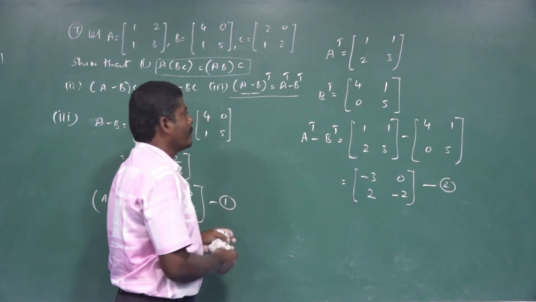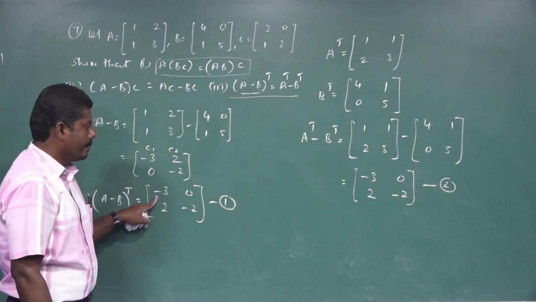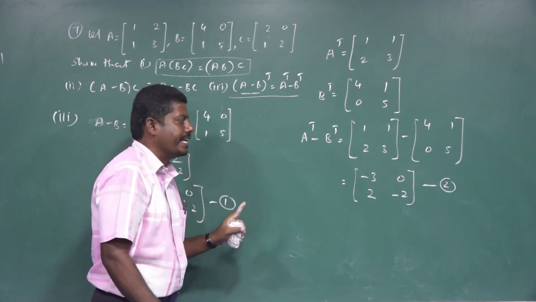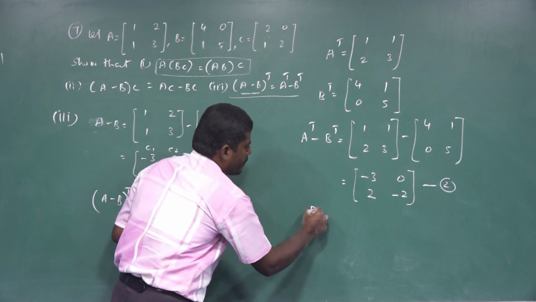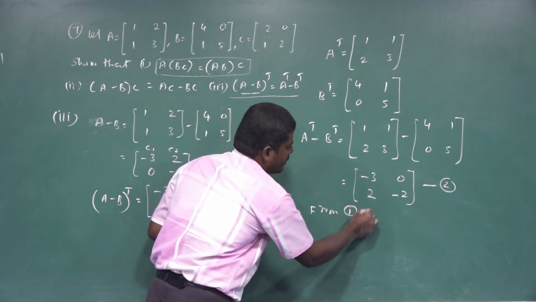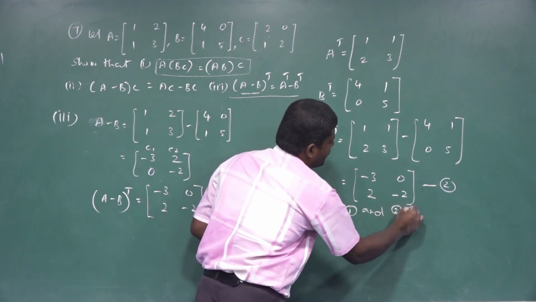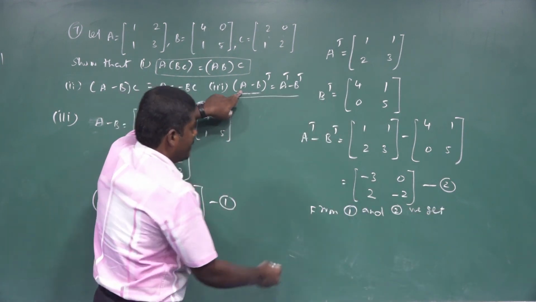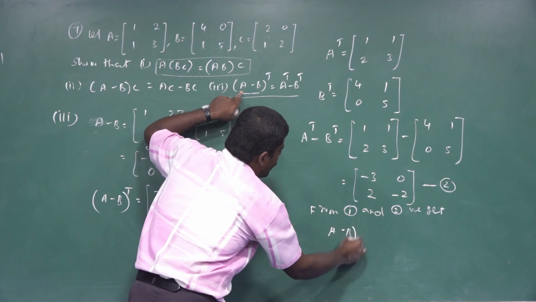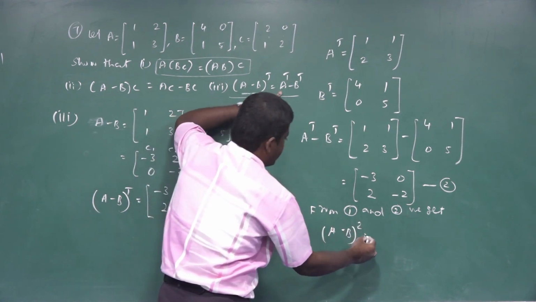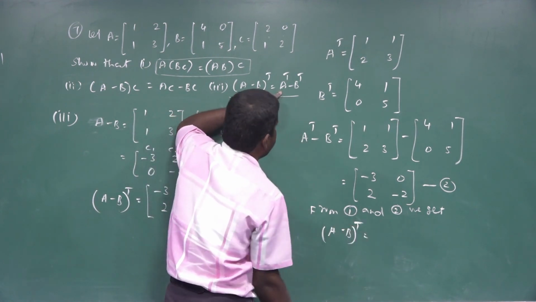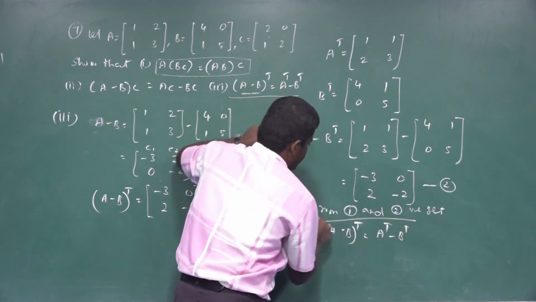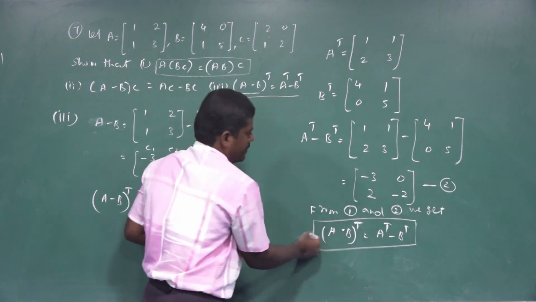Now we compare 1 and 2. Minus 3, 0, 2, minus 2. So 1 and 2 are equal. So from 1 and 2 we get LHS equal to RHS. That means A minus B the whole transpose is equal to A transpose minus B transpose. Hence verified.